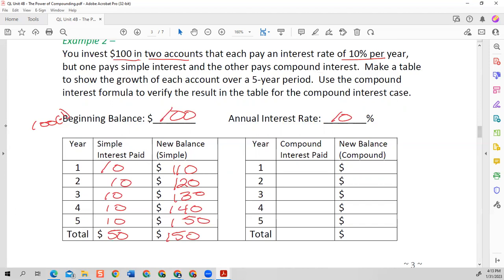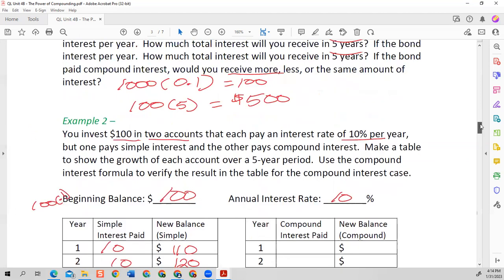Now, when we do this other one over here, compound interest, let's double check. I did give you all the formulas for these, right?